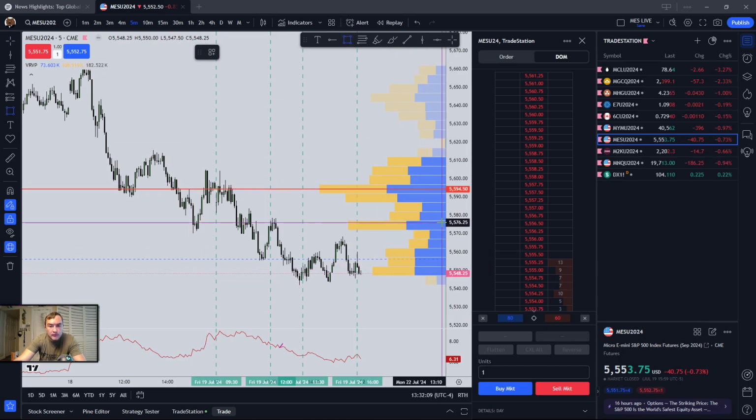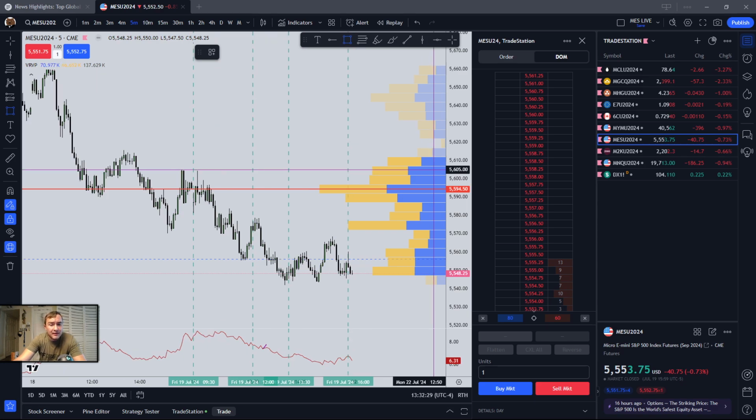less volume at other prices. This gets into some really nuanced stuff, but basically, guys, the point of control on right now, I have a visible range volume profile. So depending on which volume profile you're using, you might use a session volume profile, or you might use a volume profile like I am, which is a visible range.